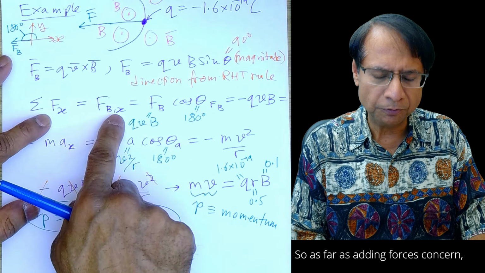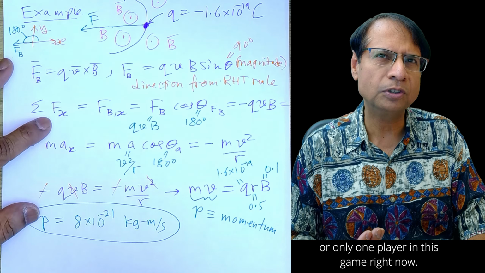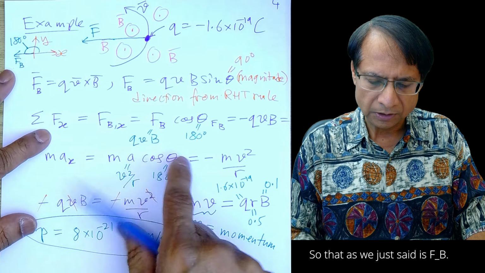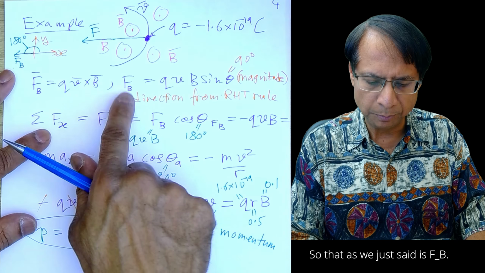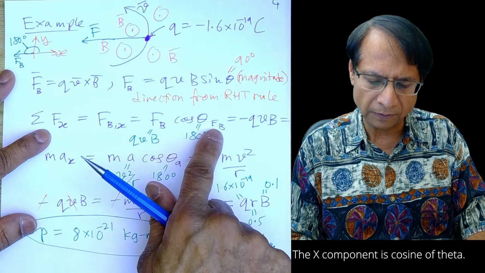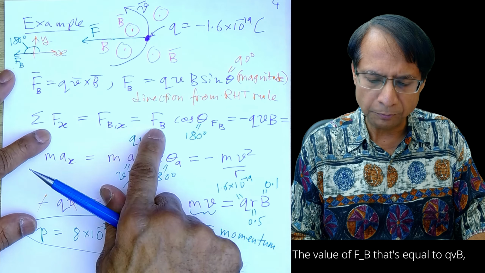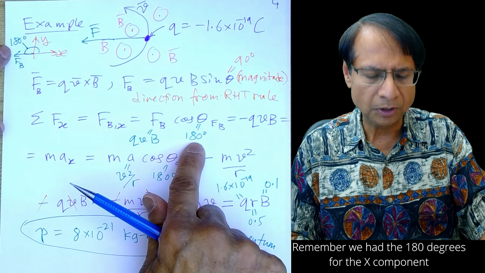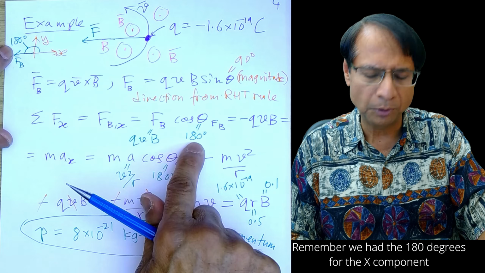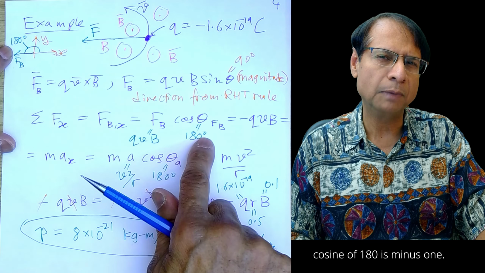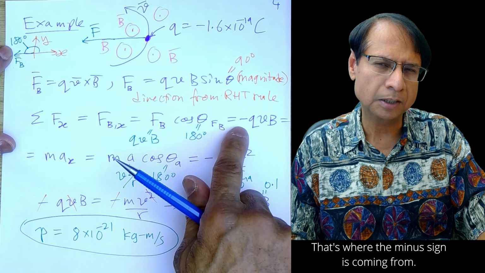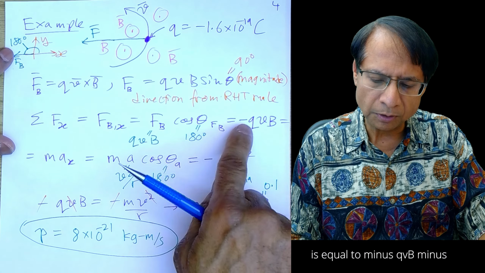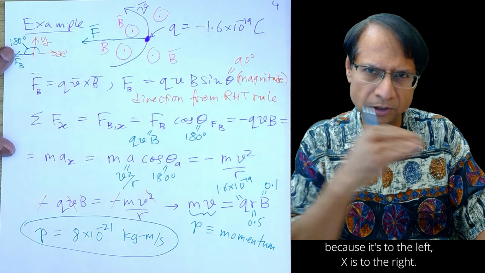So as far as adding forces is concerned, there is only one force, or only one player in this game right now. So that's the magnetic force. So that, as we just said, is Fb. The x component is cosine of theta times the value of Fb, that's equal to QVB. Cosine of 180 degrees, remember we had the 180 degrees for the x component. Cosine of 180 is -1. That's where the minus sign is coming from. So the x component of this magnetic force is equal to minus QVB, minus because it's to the left, x is to the right.